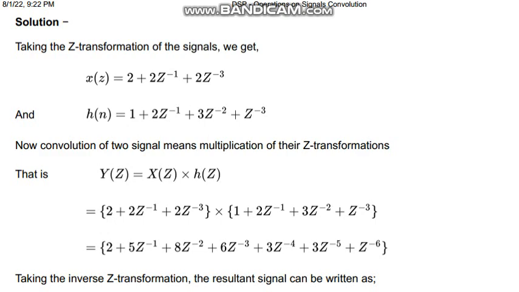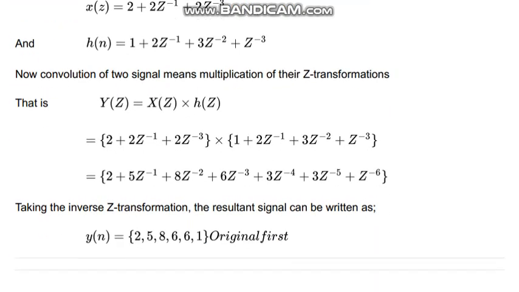After that we have to multiply both. After multiplication we get the value 2 plus 5 z to the power minus 1, plus 8 z to the power minus 2, plus 6 z to the power minus 3, plus 3 z to the power minus 4, plus 3 z to the power minus 5, and z to the power minus 6. After taking the inverse Z transform, all the z terms go away, and it will be a sequence where the coefficients of z are the values of the elements: 2, 5, 8, 6, 3, 3, 1, with the first value having no z.